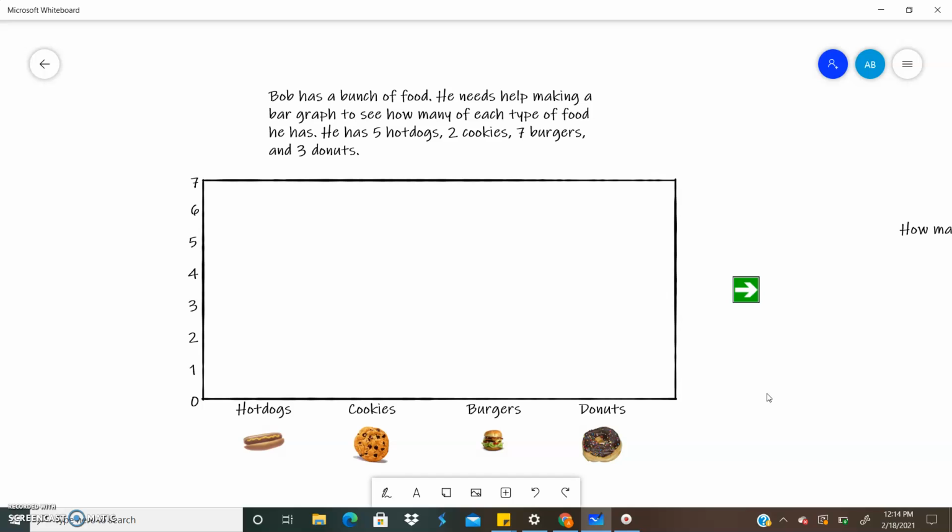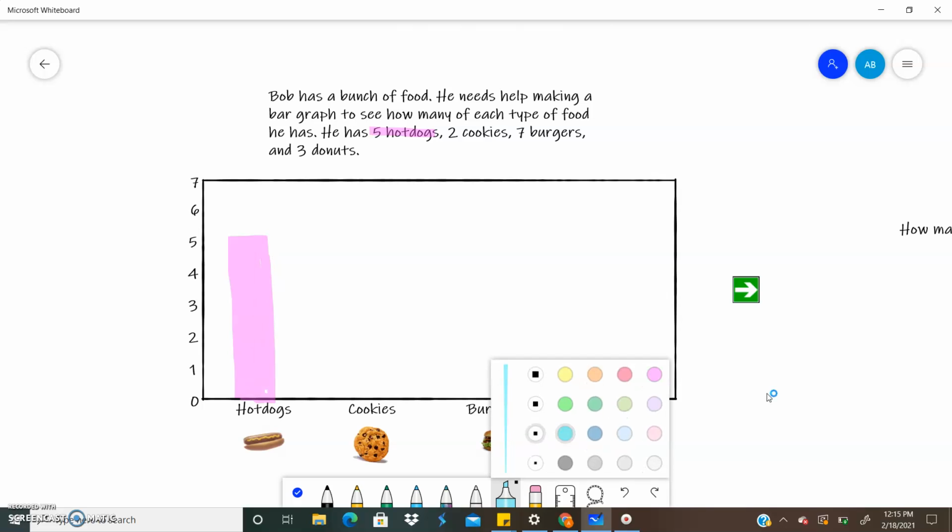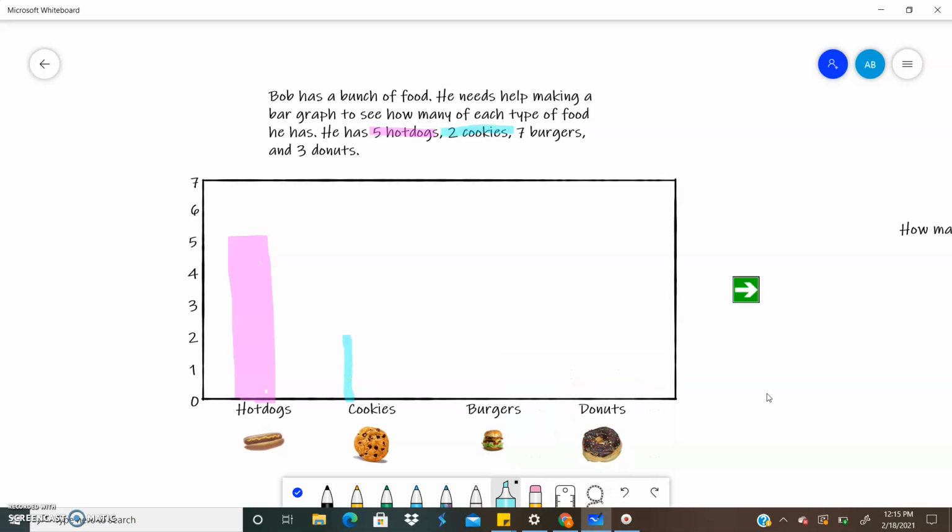Okay, so let's see what we're going to do here. So let's go back to the text and see how many hot dogs there were. How many hot dogs? 5 hot dogs. So let's go ahead and draw this up. Now I'm going to go all the way up to that 5. I'm going to draw this. That's going to show that there are 5 hot dogs. Now I'll color it in the best that I can. Doesn't have to be perfect. Okay, and then let's see, how many cookies were there? How many cookies? 2 cookies. So we're going to go up to this 2.